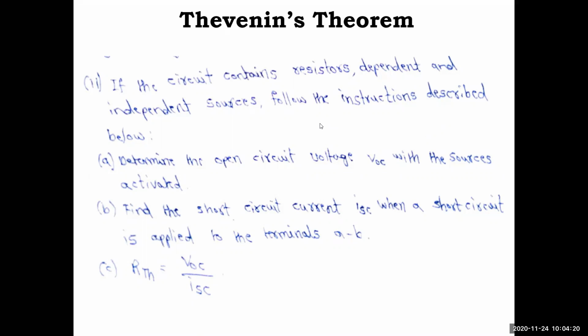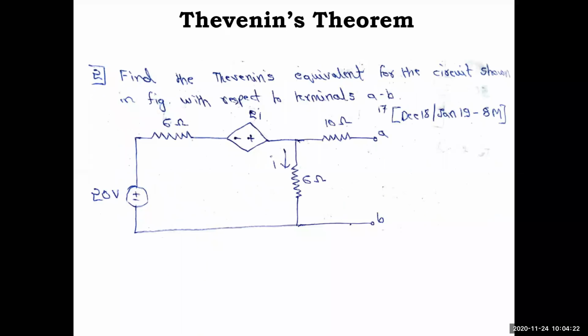We'll see an example to understand this. Note down this problem: find the Thevenin's equivalent for the circuit shown in the figure with respect to terminals AB. This is a different variety. Here no load is connected, which means circuit B is not present; they have left it open and given only circuit A.